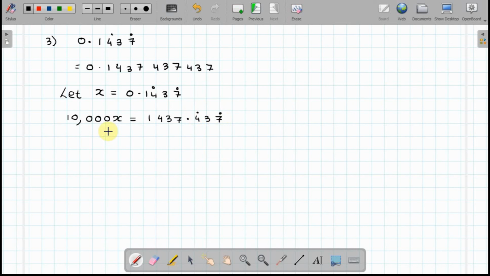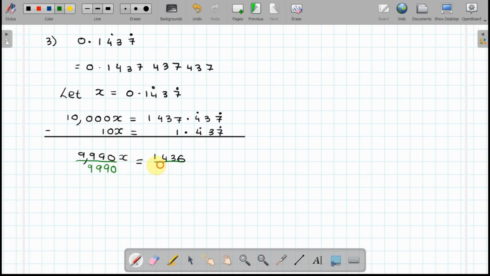Then I'm going to multiply x again by 10. So 10x would be 1.437 recurring. In both of these cases, you can see that I have isolated the recurring bit. Then I'm going to subtract. When I subtract, I'm left with 9,990x, and that is 1,436. Then I divide both sides by 9,990.